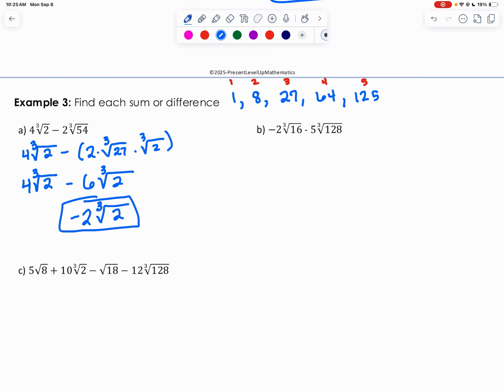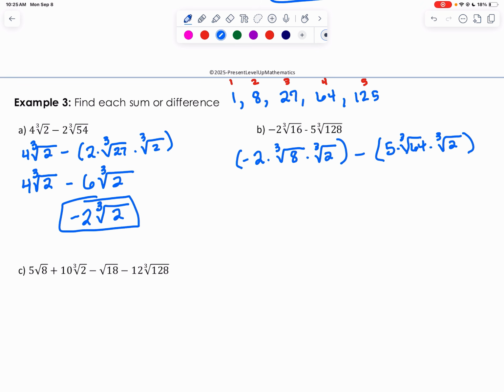So in problem B, we have negative 2 cube root 16 minus 5 cube root 128. Now, 16, I immediately notice that 8 will go into 16. So I'm going to rewrite this first radical expression as negative 2 times cube root 8 times cube root 2. And then I'll write the second expression as 5 cube root 64 times cube root 2.